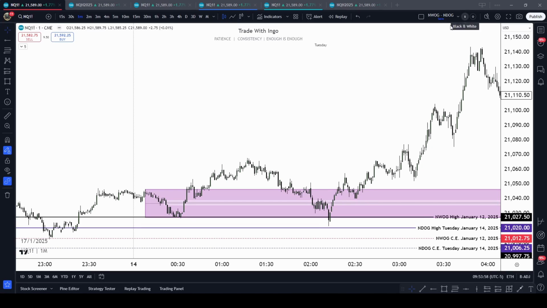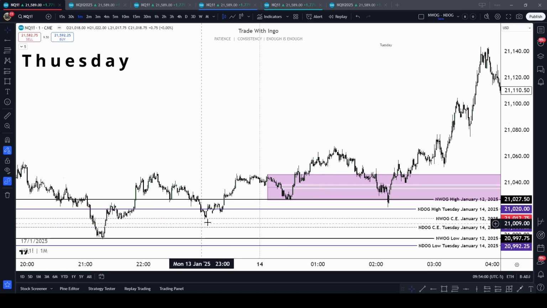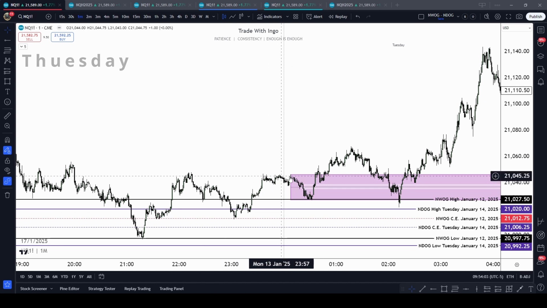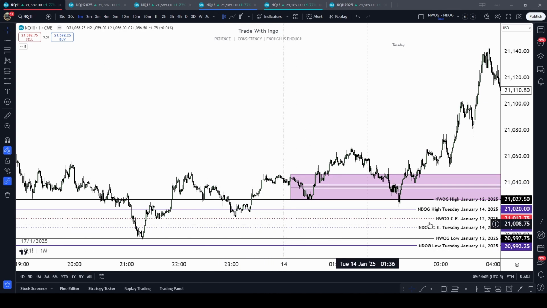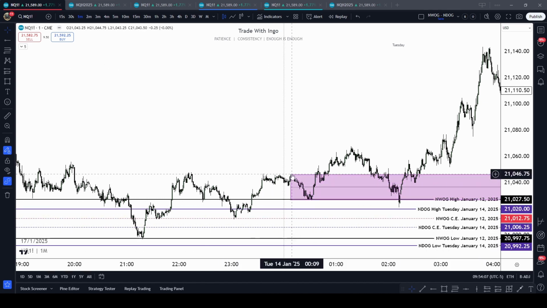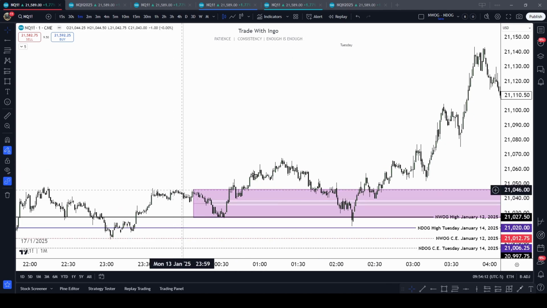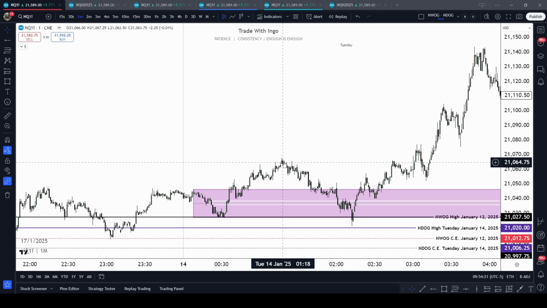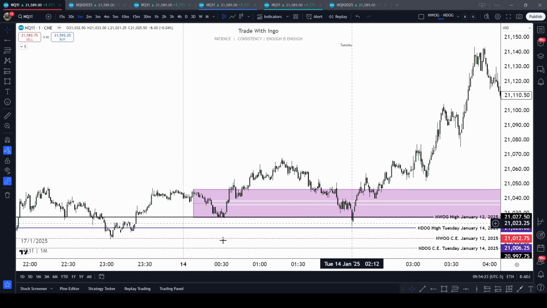Okay, for Tuesday, we opened above the new week opening gap, creating the midnight opening range as always. We created relative equal lows, traded up, manipulated below these relative equal lows just 2 minutes after the 2 a.m. macro.